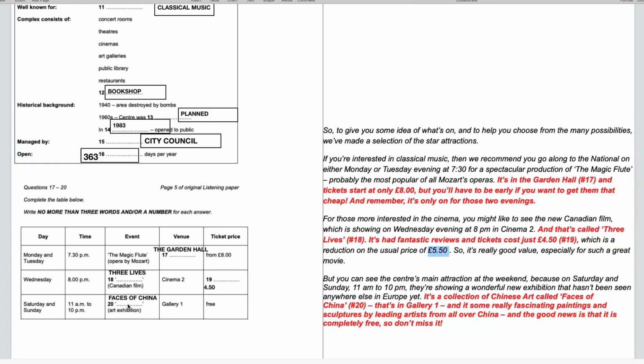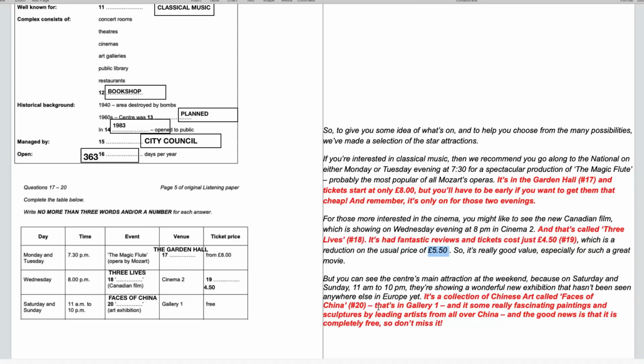Okay, the last one, we have number 20. It was at the very end. Now, it says again, Saturday and Sunday, 11 a.m. to 10 p.m. Many, many keywords and many clues for us. We see that it is a collection of Chinese art called Faces of China. So I went ahead and wrote that down.